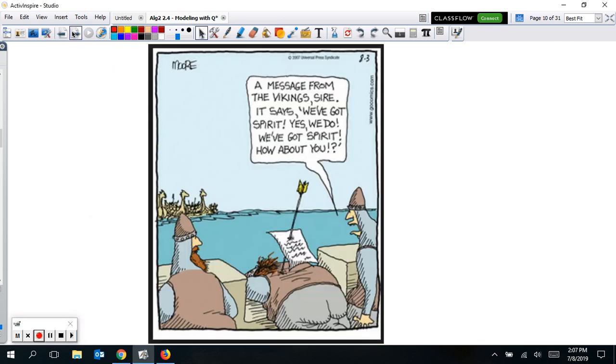But first, let's do a little cartoon. Message from the Viking sire. It says, "We've got spirit. Yes, we do. We've got spirit. How about you?" Always a funny little joke there.